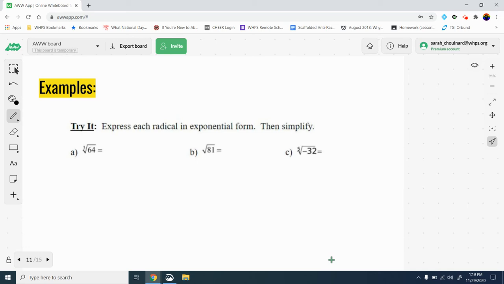So if I want to go from radical form to exponential form, I'm going to make the index turn into the denominator. 64 to the 1/3. The index here is 2 because there's an invisible 2, 81 to the 1/2. And then I'm going to take the fifth root of negative 32, which we should write in parentheses so that we know the base is negative, to the 1/5. So essentially, the index became the denominator.